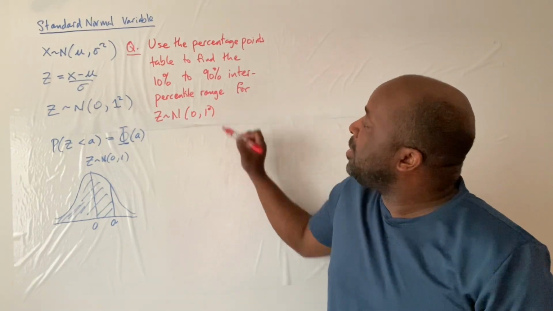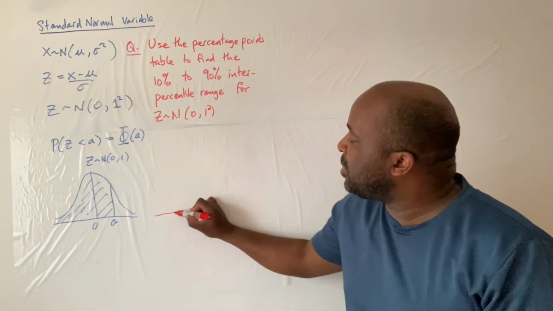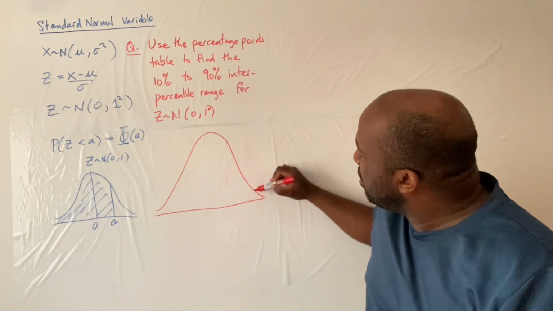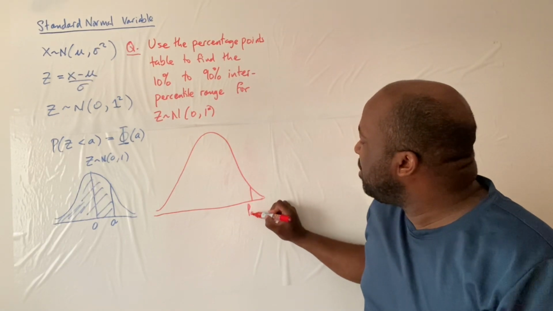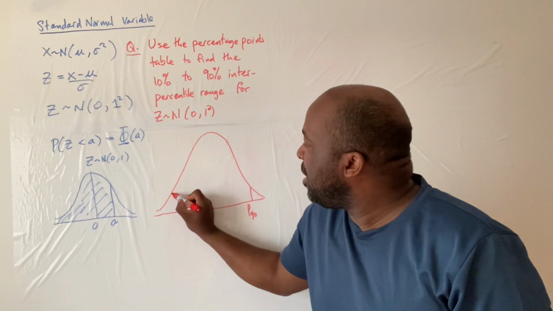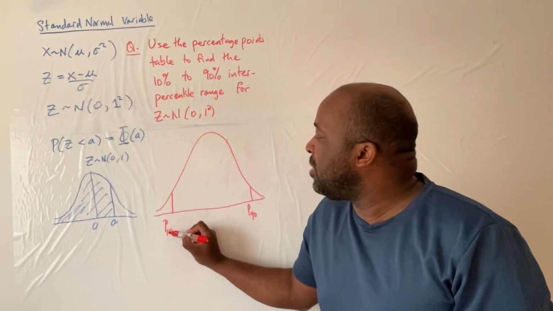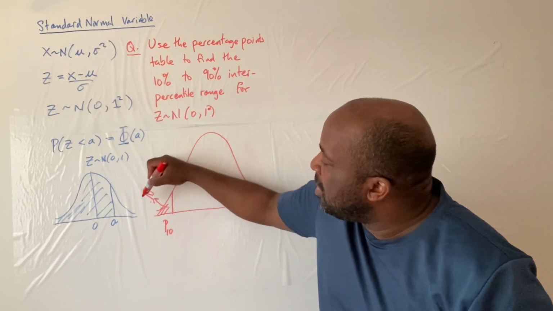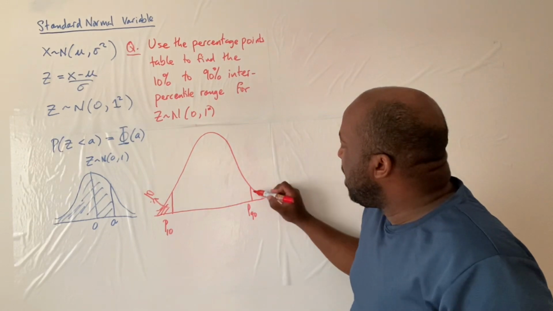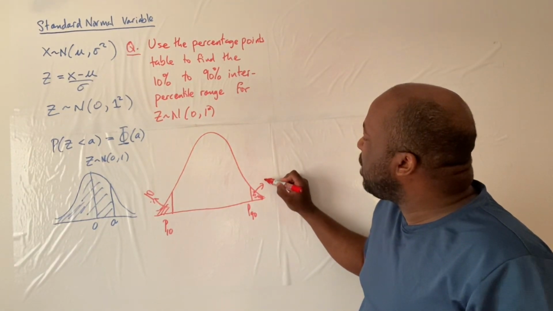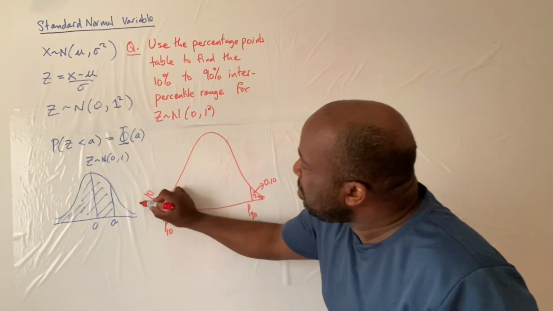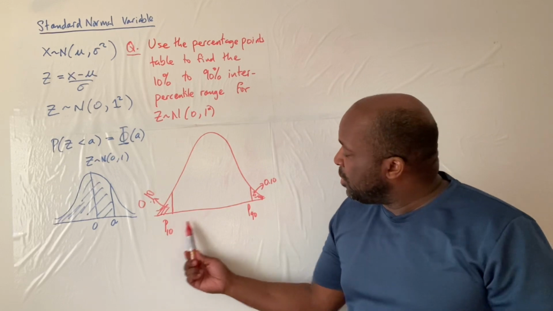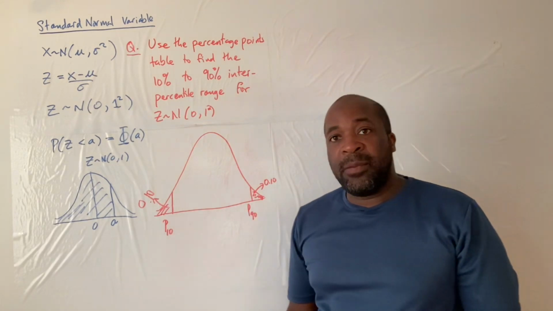All right. And so what we want to do is to first diagrammatize the information. So P90 will represent the 90th percentile value and P10 will represent the 10th percentile value. So this just means that 10% of the distribution lies below P10 and 10% of the distribution lies to the right of P10. So we want to find the interpercentile range, which is going to be the difference between P90 and P10.